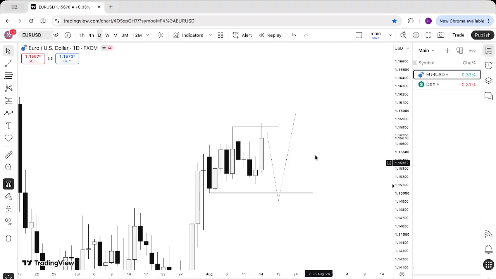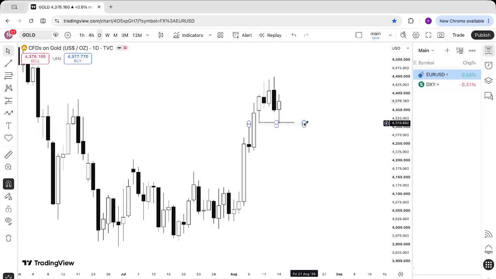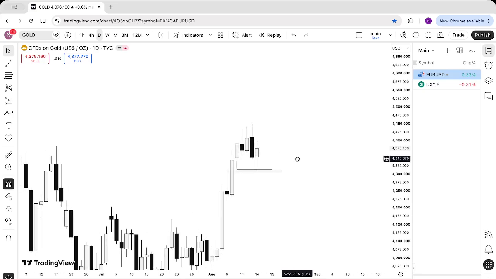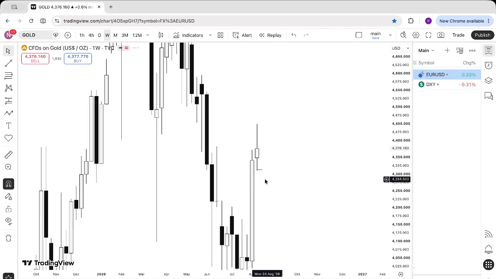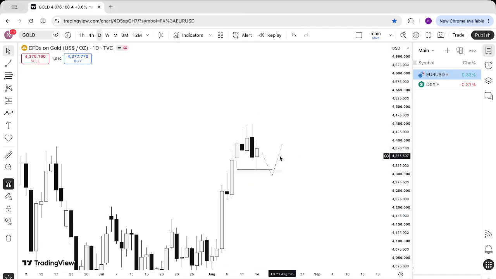But that's the expectation for dollar. Let's go back to gold real quick. Gold is similar. I either expect gold to have a retap of this weekly gap here for a possible continuation, or this daily gap holds and we just expand off of next week. Again, two possibilities I'm watching for going into next week. Again, clear as day.